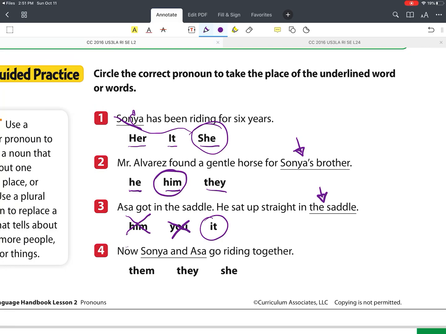Now, Sonia and Asa go riding together. Now, them go riding together? No. Now they go riding together. Right, that sounds good. Now she go riding together? No, it's 2 of them. They.